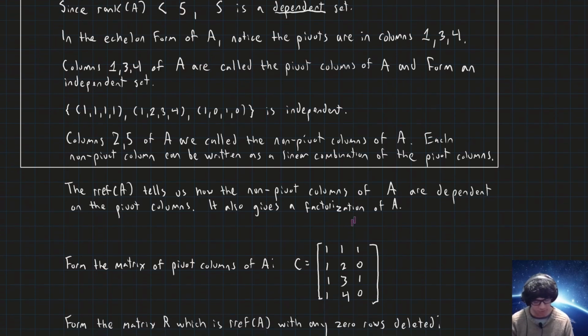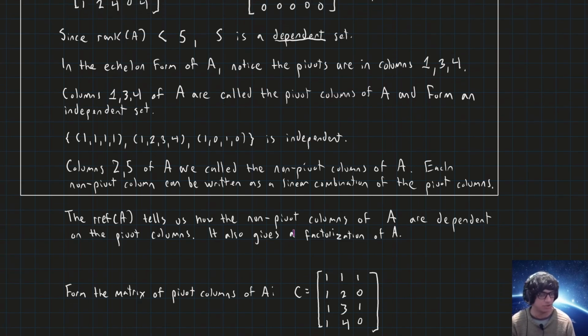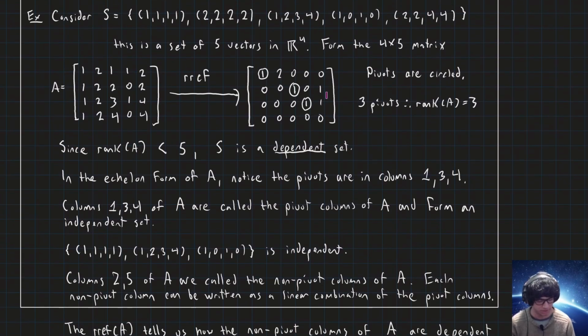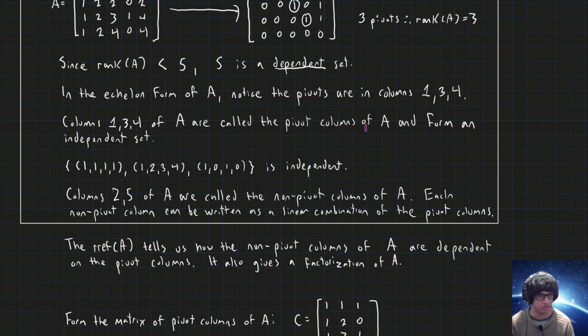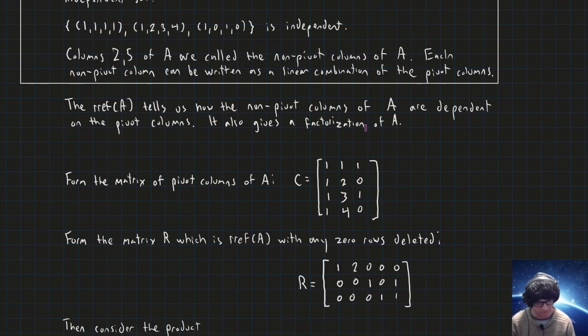I'm also going to form the matrix R. The matrix R is the reduced row echelon form of A with any 0 rows deleted. So this is our reduced row echelon form. We have one 0 row, a row with all zeros, so I'm just going to remove it from the matrix. This is going to be my R, a matrix with one less row.